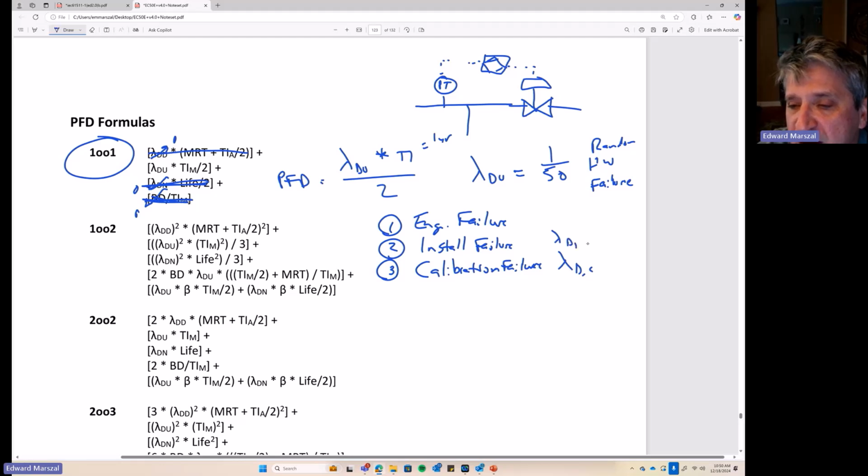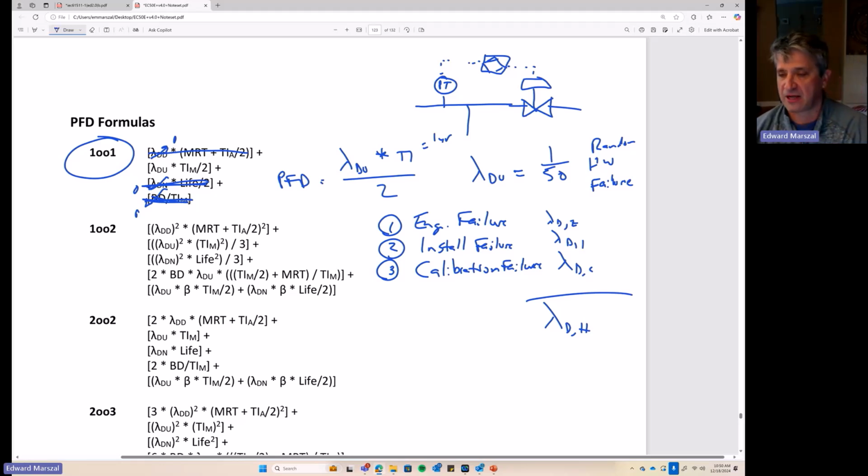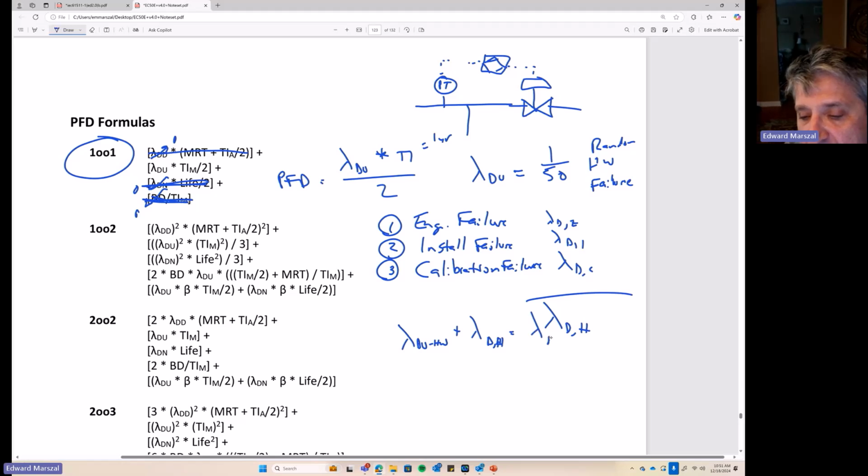There's a lambda D of installation. There's a lambda D of engineering. And you sum all those together and there's going to be a lambda D of the human. Now, if I take the lambda DU of the hardware and I add the lambda D of the human, I'm going to get a lambda D total that includes both the hardware and the human. And that's going to be higher than just the random hardware failures.